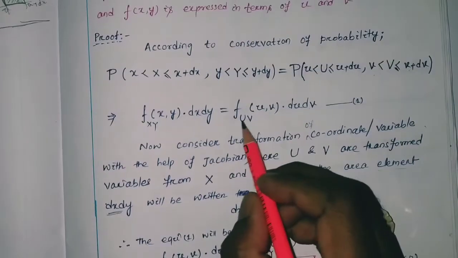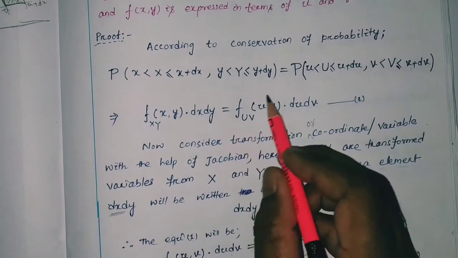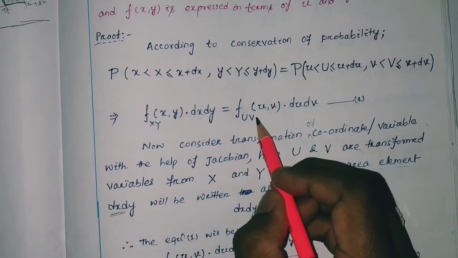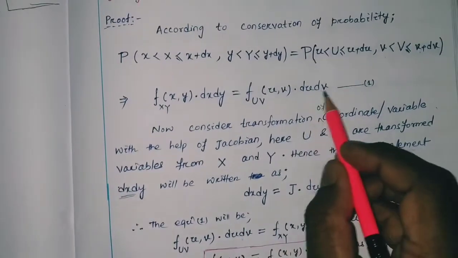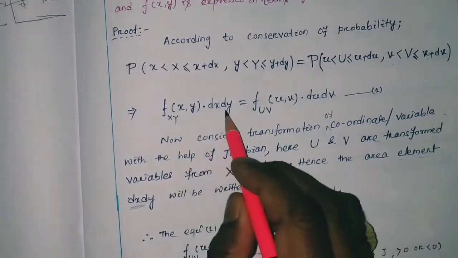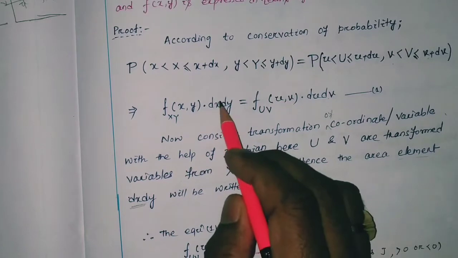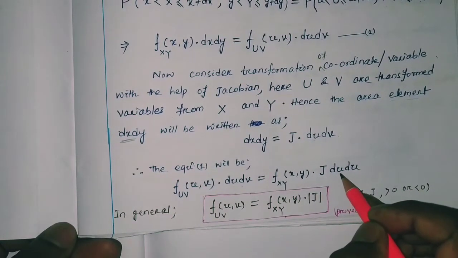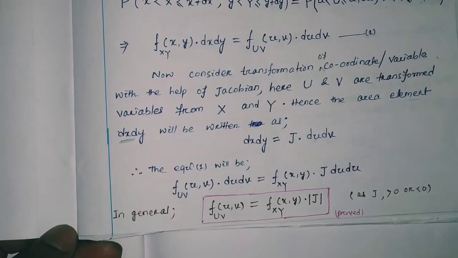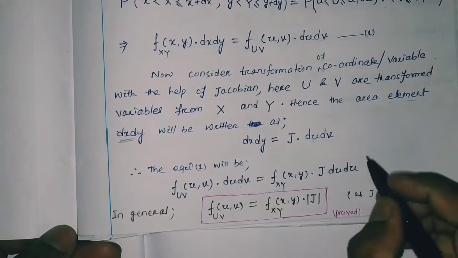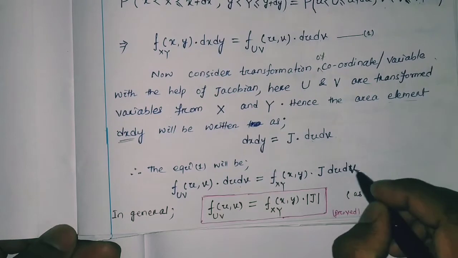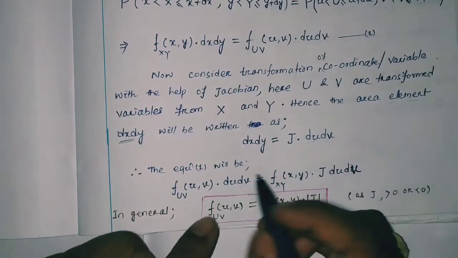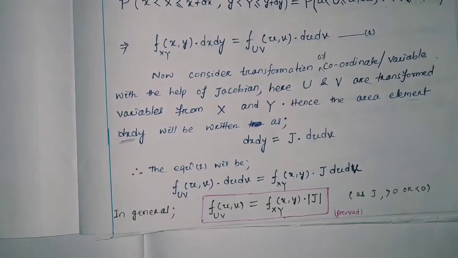Here f of uv is the probability density function in the uv plane, into du dv, is equal to this one. Here, instead of dx dy we have to write J into du into dv. This is your dv, mistakenly written, this is your dv, okay? So here du dv got cancelled.